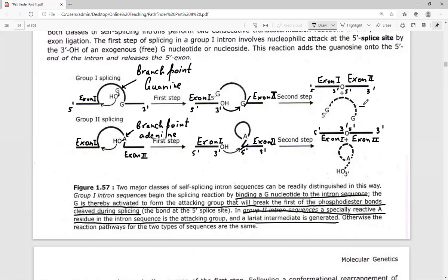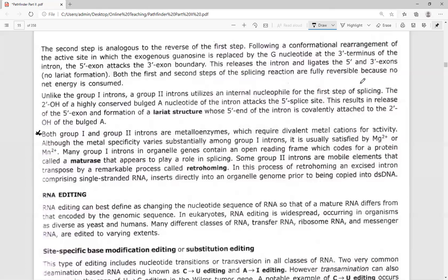Sometimes the RNA molecule that has been removed can move to new locations and can even integrate into the genomic DNA. Then it would be referred to as homing and retrohoming. Now see this.